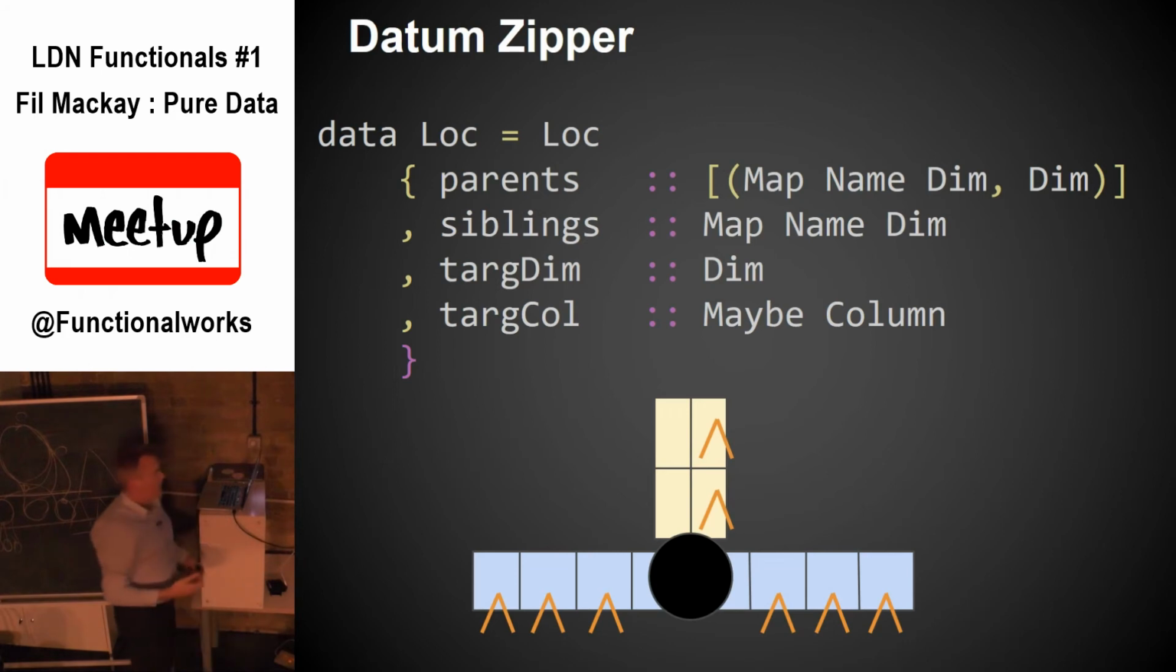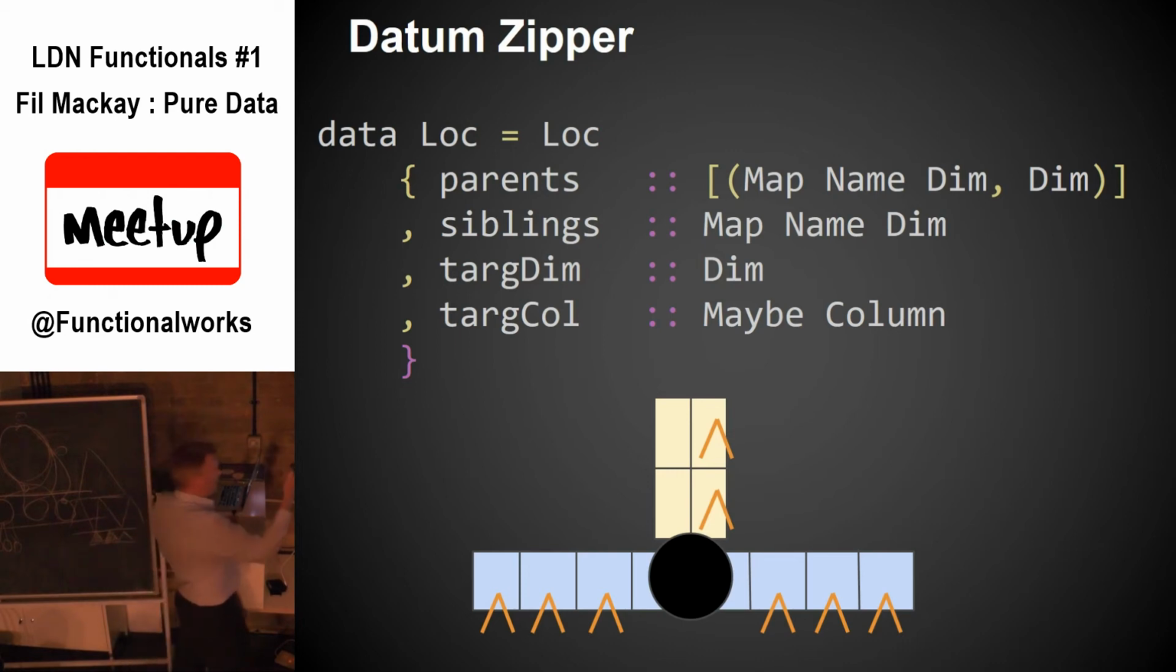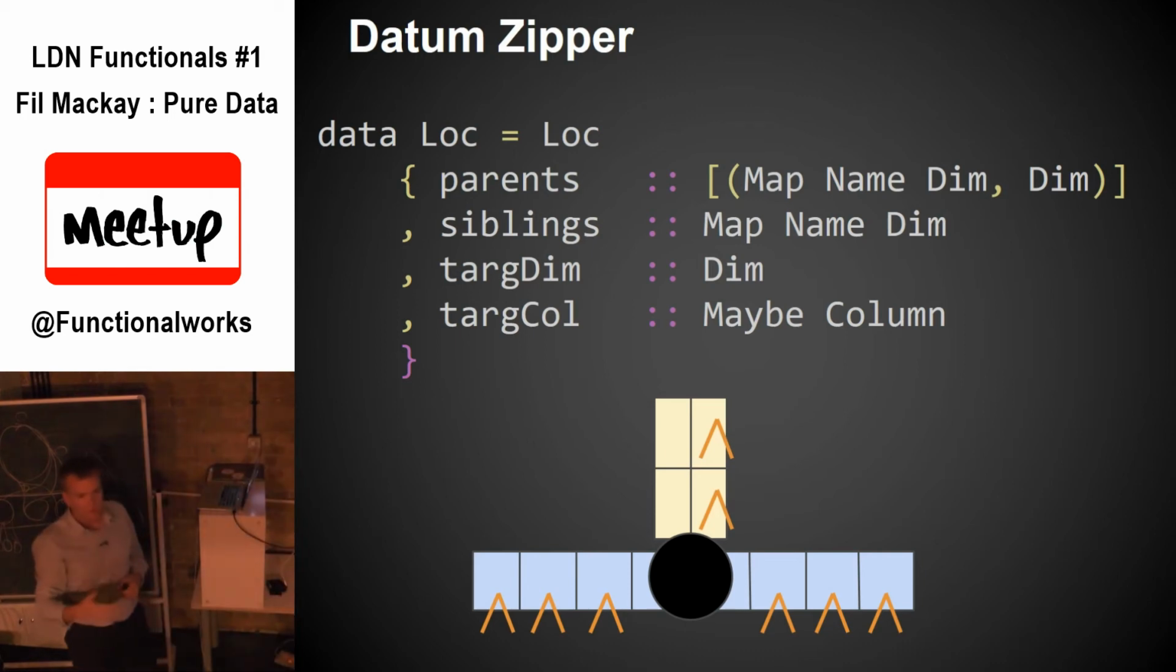Now remember, dimensions can contain subdimensions and subdimensions, etc., etc. They can have columns, multiple columns. But this zipper overlays siblings and parents as well. So while I'm focused on this particular dimension, the parent of this dimension has other children, which are the siblings, which are modelled along here as in another map. And then as I change my focus from one dimension to another, I'm essentially removing a dimension from the siblings and putting my current focus in there. And I'm doing that in a pure way.